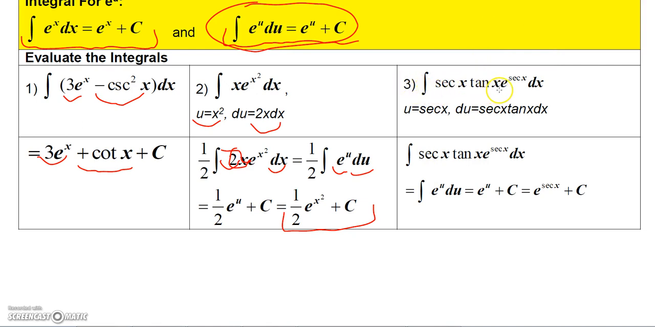In this one, I see that I have e to the secant of x, so I'm going to let u be this secant, that's the power of e. So let u equal secant x, and then du would be secant x times tangent x dx. Well, that's exactly what I have here, because I have secant x times tangent x, and then of course I have the dx here. So that secant x tangent x dx, that's the du, and then e to the secant x is e to the u. And then when you integrate e to the u du, you get e to the u plus c, and then you just replace u with the secant x, since that's what I used for my u substitution.